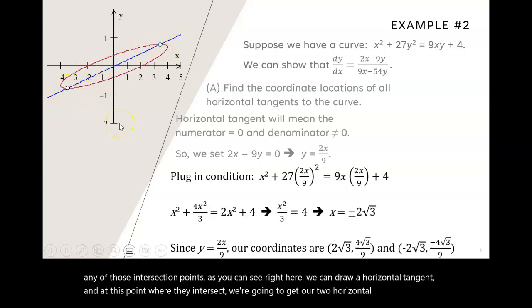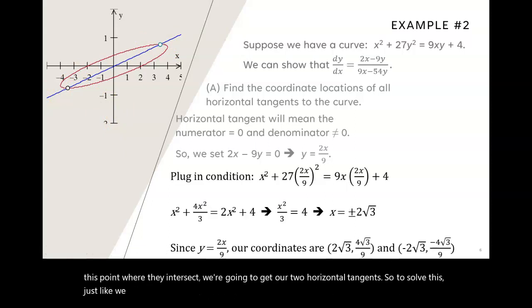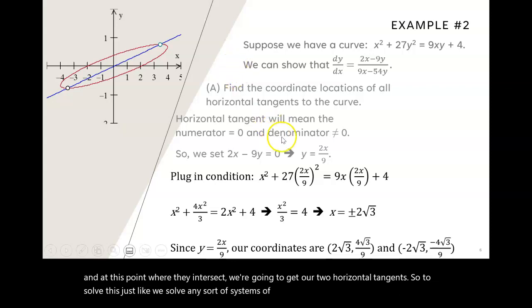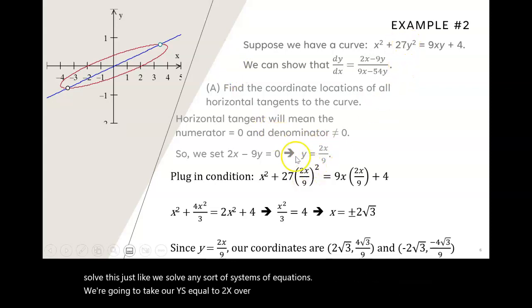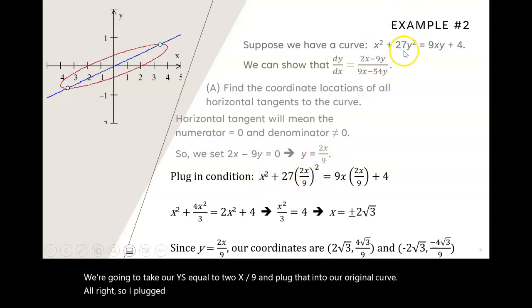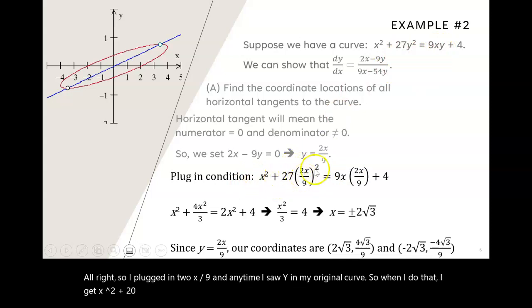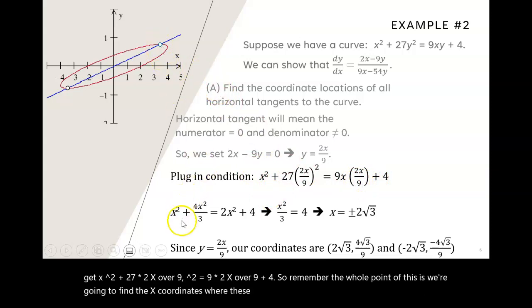So to solve this, just like we solve any sort of system of equations, we're going to take our y is equal to 2x over 9 and plug that into our original curve. All right, so I plugged in 2x over 9 any time I saw y in my original curve. So when I do that, I get x squared plus 27 times (2x over 9) squared equals 9 times (2x over 9) plus 4. So remember, the whole point of this is we're going to find the x coordinates where these two graphs intersect each other.